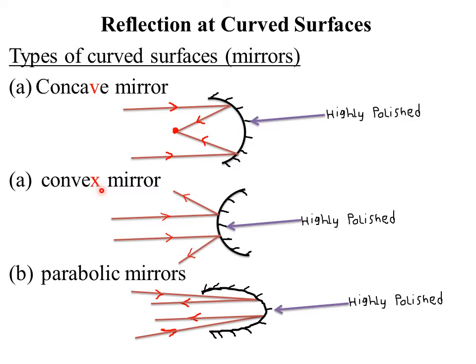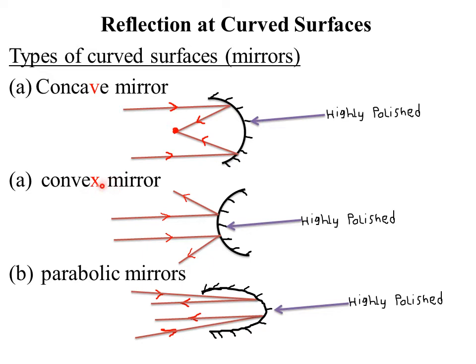Then for a convex mirror, the reflecting surface curves outwards, and the inside is highly silvered or polished. As you can see here, for a convex mirror, the inner side is highly silvered or polished, whereas the reflecting surface, which is the outer surface, is left unpolished. So the outer surface is the reflecting surface, whereas the inner surface is highly polished. That is the case for convex mirrors.